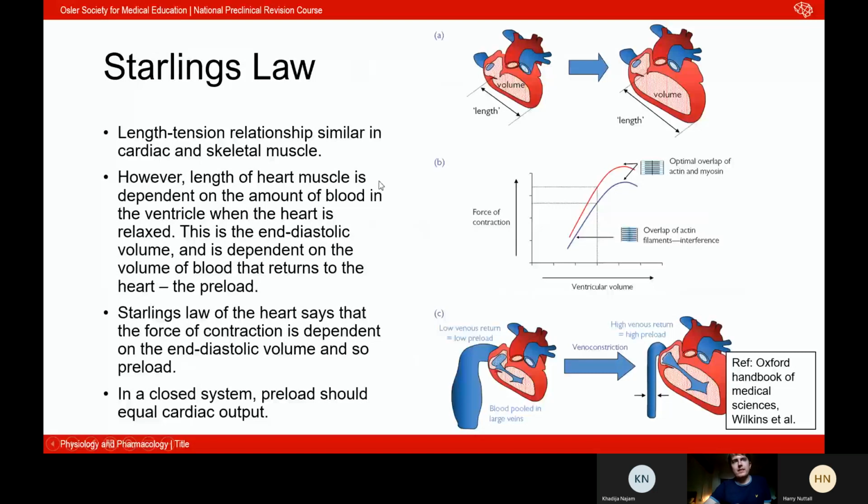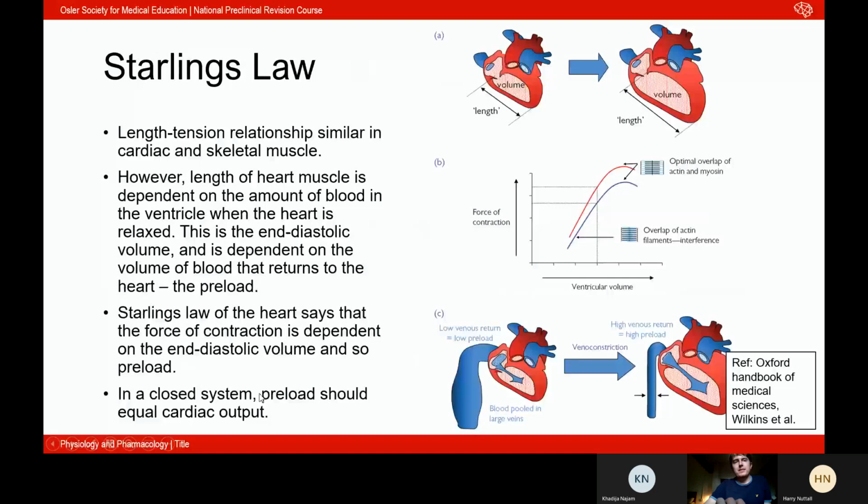which says that the amount of blood in the ventricle when the heart is relaxed, the end diastolic volume, is, sorry, let me get that the right way around. The force of contraction is dependent on the end diastolic volume. So the more blood that fills the heart, the more blood that's returning to the heart from the body, the stronger the force of contraction will be to get rid of that blood and spread it throughout the body, which makes sense.